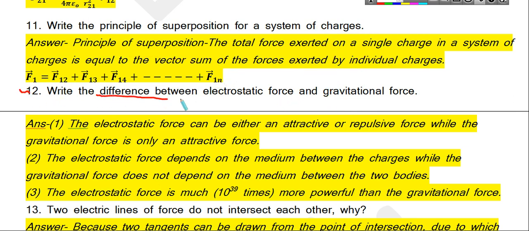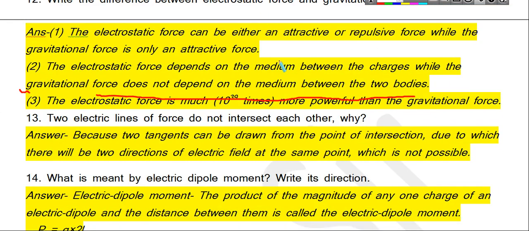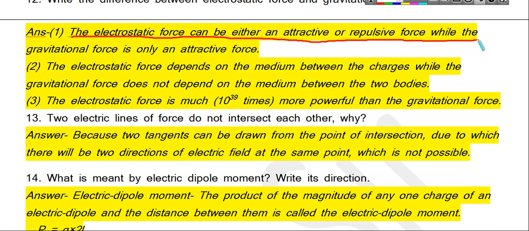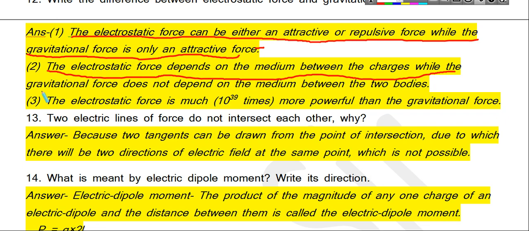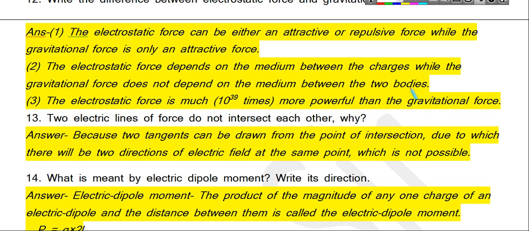Next, write the difference between electrostatic force and gravitational force. See here, the electrostatic force can be either an attractive or repulsive force, while the gravitational force is only an attractive force. Electrostatic force depends on the medium between the charges, while the gravitational force does not depend on the medium between the two bodies. The electrostatic force is much greater than the gravitational force. That is, electrostatic force is more powerful than gravitational force.